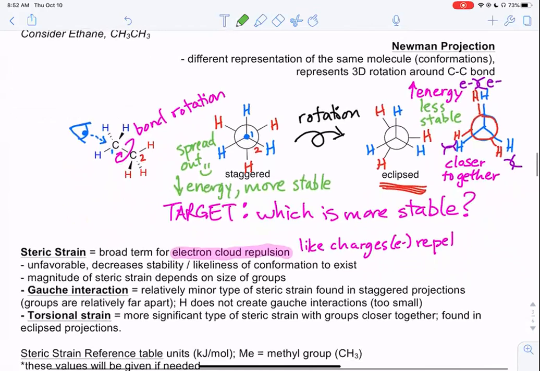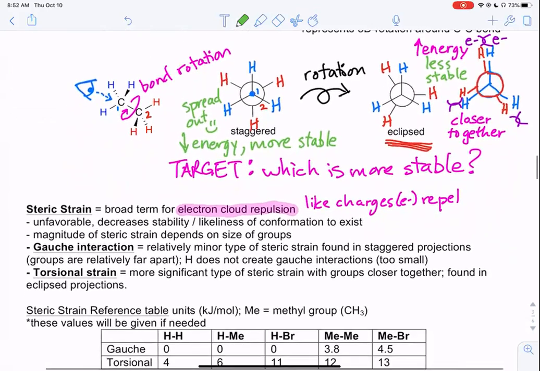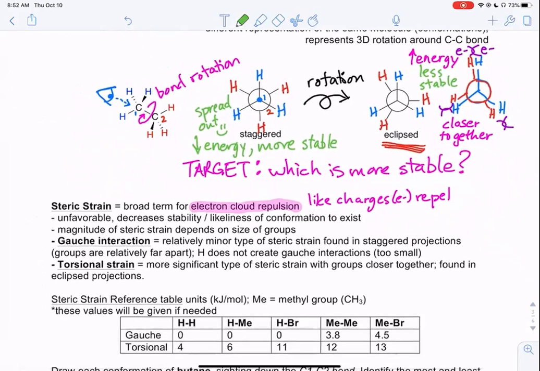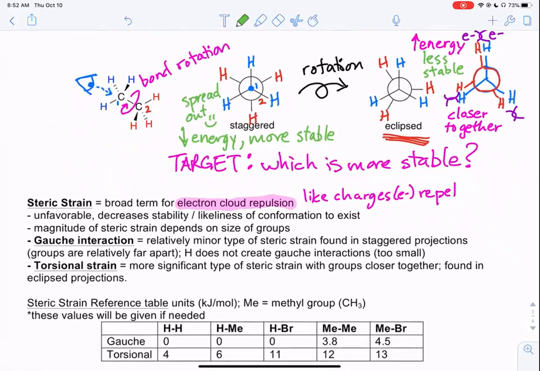Okay, we're going to give this some more detail. As we start to make bigger molecules, having more than just hydrogens on there, we're going to need some more lingo to talk about this appropriately. There's a general term that is steric strain. And steric strain is, once again, that electron cloud repulsion. If we have 2 electron clouds that are bumping into each other, they're going to be repelling, and that's not so great. So that's what we're going to try to avoid. We would say this is unfavorable, that it decreases stability, and it makes it less likely for that conformation to exist, which means it's going to be less stable.